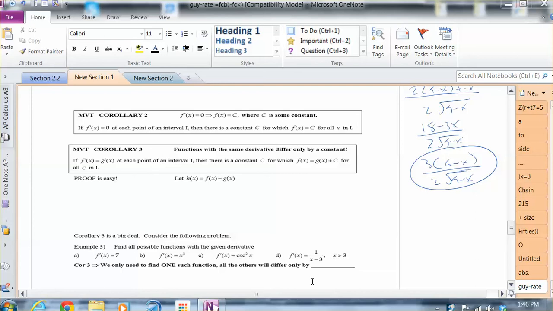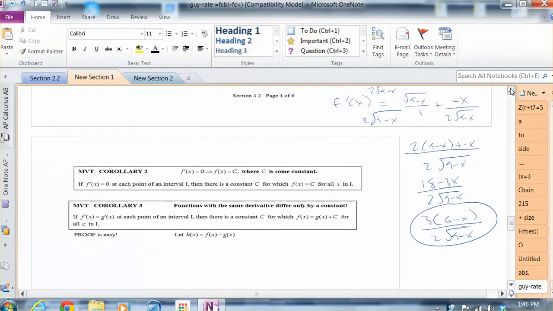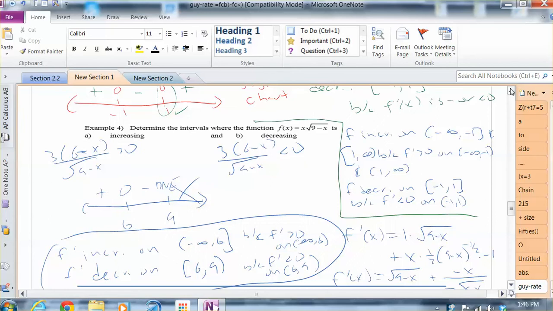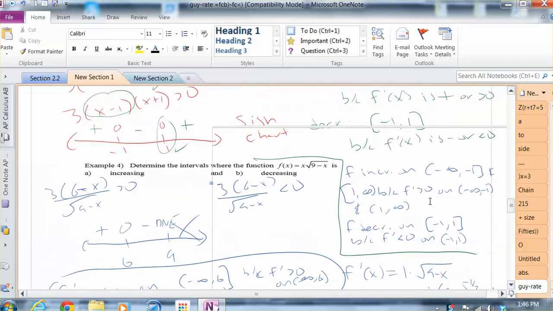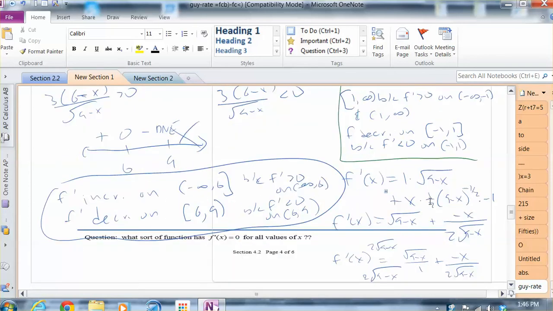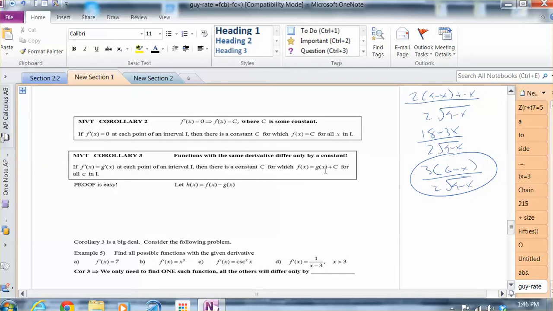So we're going to pick up from page 5, because last time I finished example 4 on page 4, where we had to find where f of x equals x times root 9 minus x is increasing and decreasing. So we found those intervals by taking the derivative, and seeing where the derivative is positive or negative, and it helps to be able to combine the fractions so that you can easily figure out where the derivative is 0 or undefined, and then test the intervals in between those numbers, outside of them, and we find where it's increasing and decreasing. So let's talk about the mean value theorem, corollary 2 and corollary 3.